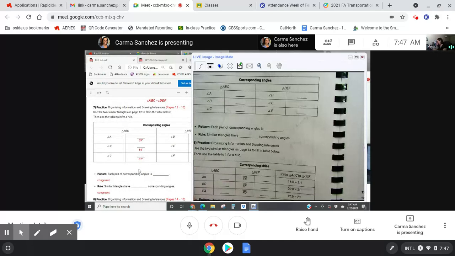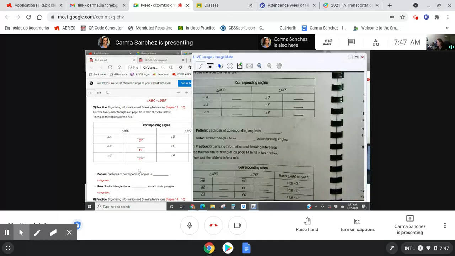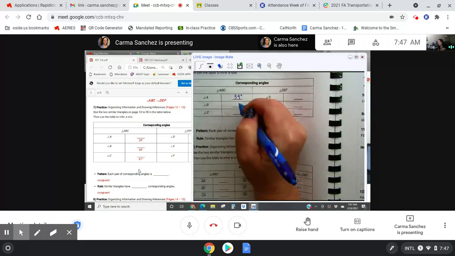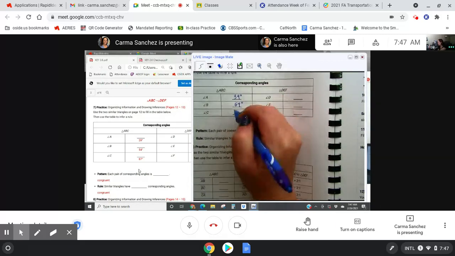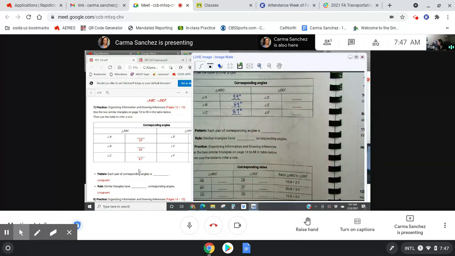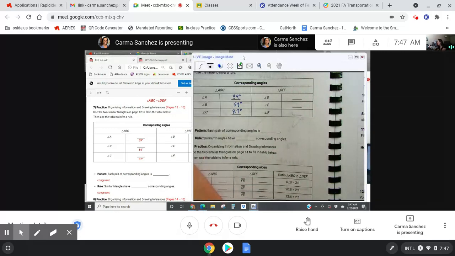All right, organizing this info and drawing inferences, use the two similar triangles on page 12 to fill in the tables below. Then use the table to infer a rule. So corresponding angles, triangle ABC: if angle A is 39 degrees and angle B is 54 degrees and angle C is 87 degrees, and we know that these two triangles are similar, then we know that their three angles are the same.